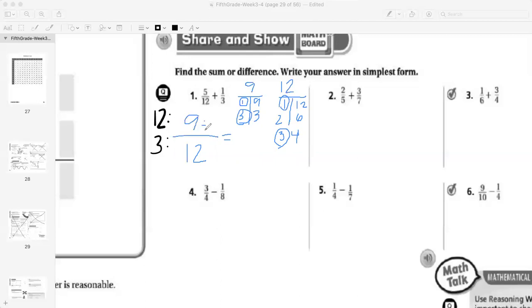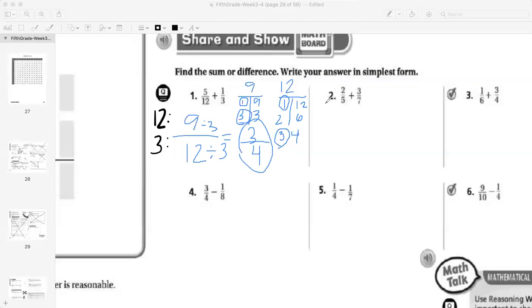So then I would divide by 3 on the top, and then I would divide by 3 on the bottom. 9 divided by 3 is 3. 12 divided by 3 is 4. So this answer of 9/12 in simplest form would be 3/4. So that's what you're looking for here.